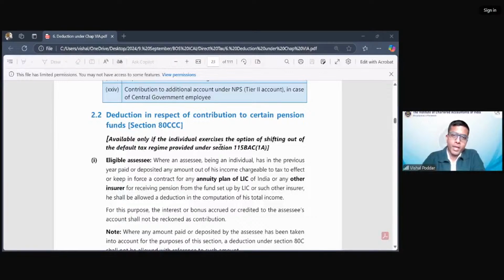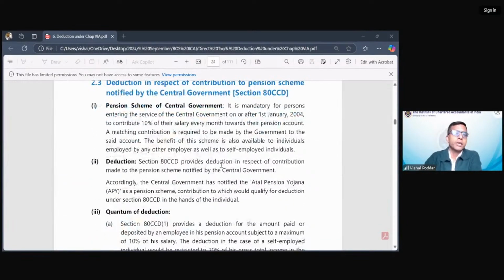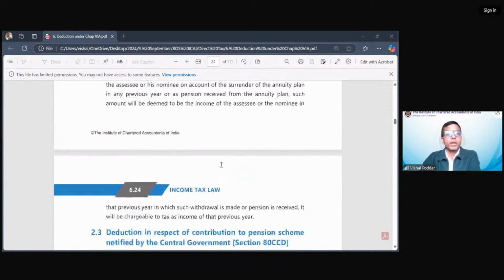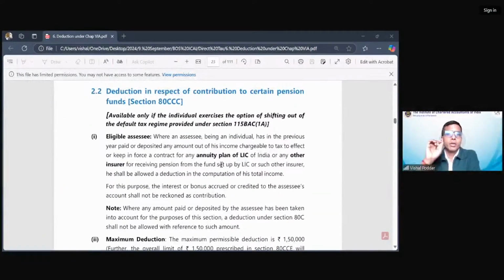80CCC and you have the next section CCD. Now, what are both these sections dealing with? Have you heard about retirement plans? If you watch advertisements, generally all these insurance companies, they market retirement plans, right? Now, what are retirement plans?